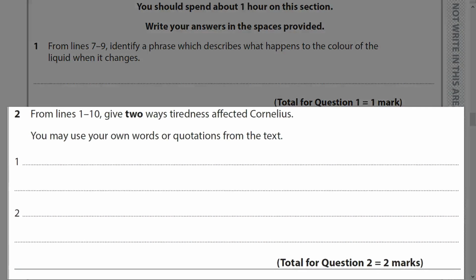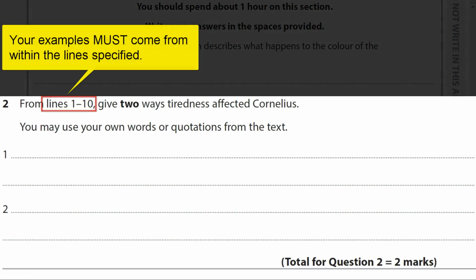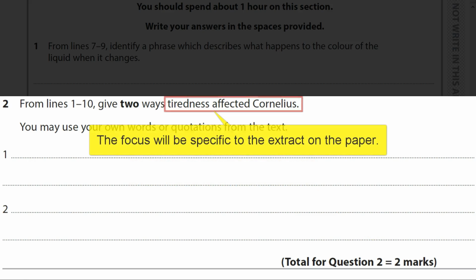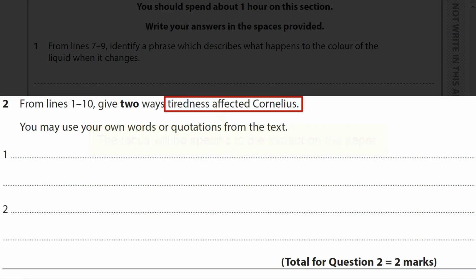When we come to question 2, again, it gives you a very narrow line reference. It's worth 2 marks, and you get 1 mark for each example you're able to give. So it will give you a particular focus. Here it's this idea of tiredness, and you have to find 2 examples from that narrow line reference to show the way that this particular character has been affected by tiredness.